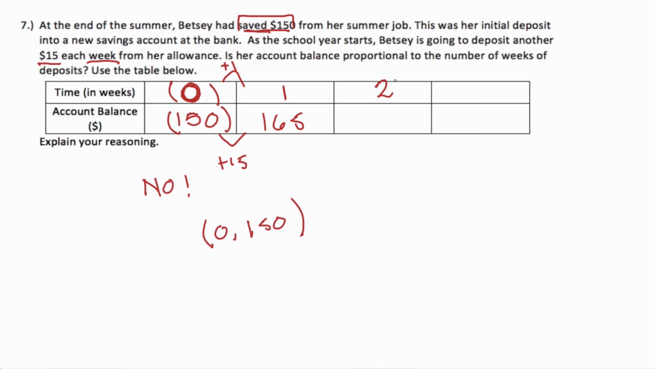After 2 weeks, if we add another $15, she'll have $180. So this is one reason why it's not proportional, right? It doesn't go through the origin, but let's prove it. Ask yourself, what times 1 is 165? 165. Ask yourself, what times 2 is 180? It's only 90. So we can see that they have different rates also. Let me just switch color here. Different rates. So yes, it doesn't go through the origin, and we can check by proving that they have different rates.